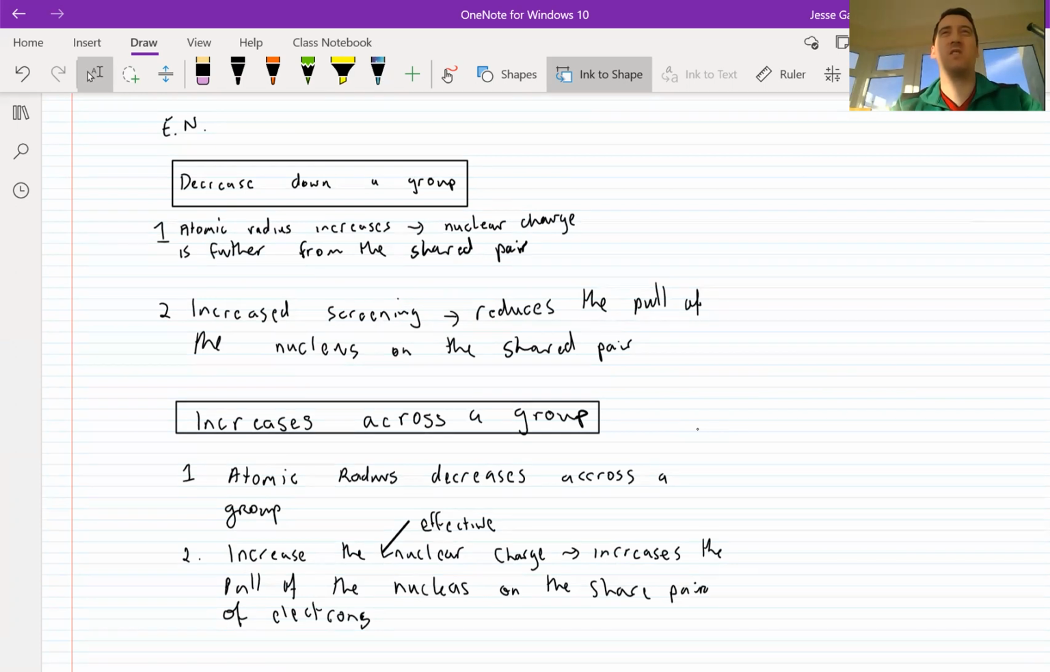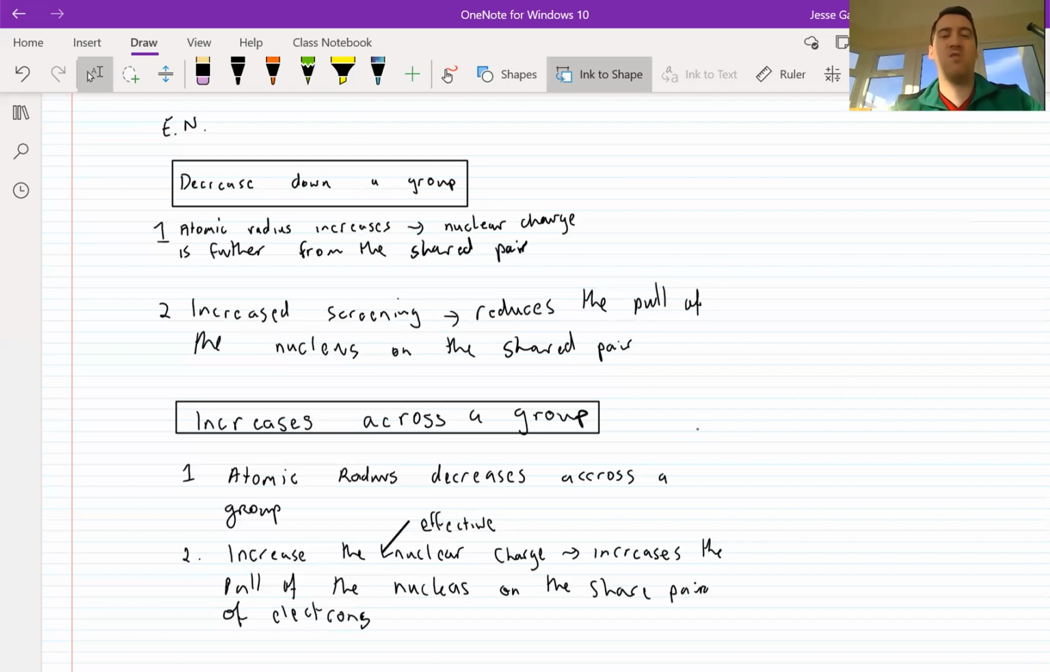So these are two reasons why the electronegativity of atoms reduces as we go down a group. What about across a period? Well, it increases across a period because the atomic radius decreases. In other words, atoms get smaller, which puts the nucleus of these atoms closer to the shared pair, which means they are greater at attracting the shared pair.